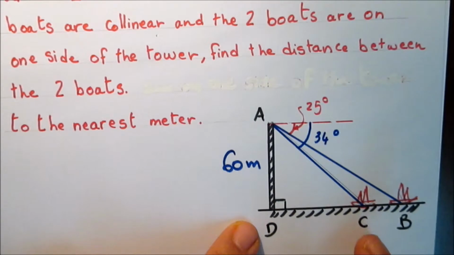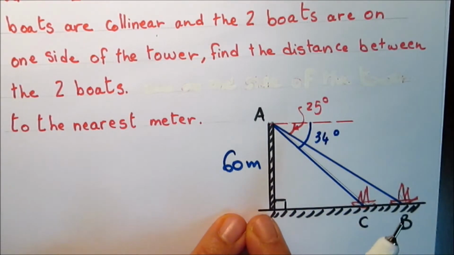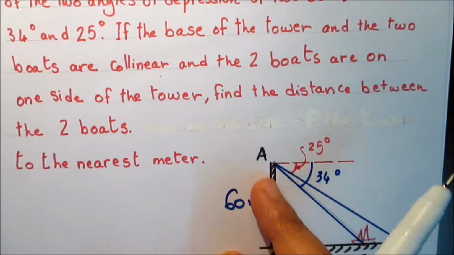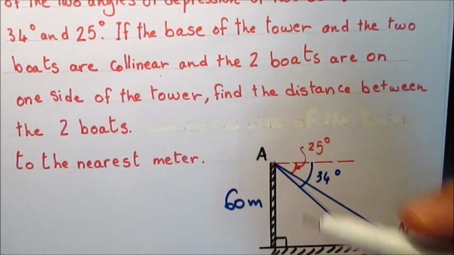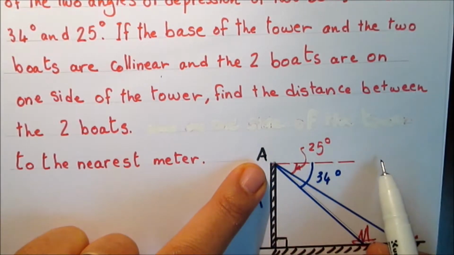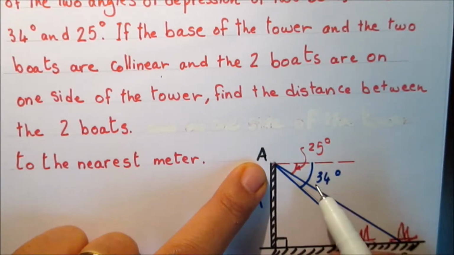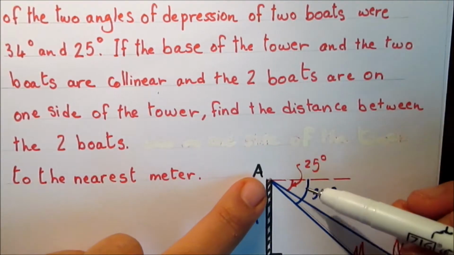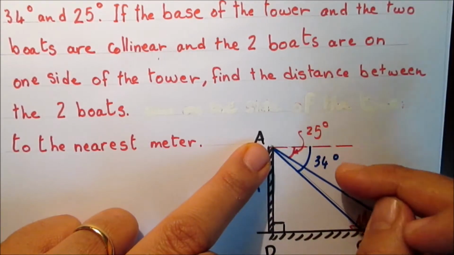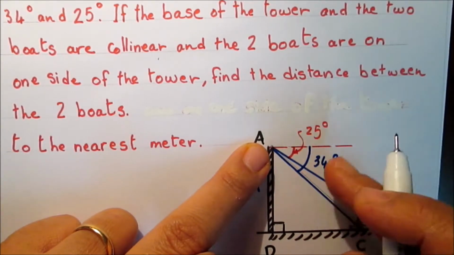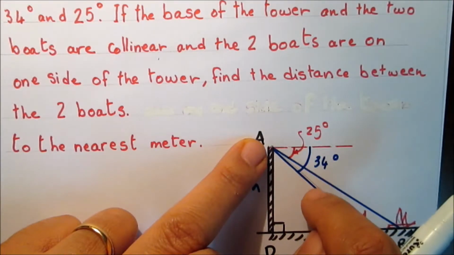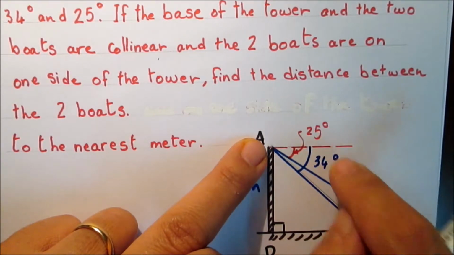We have two boats, say C and B. Start by drawing the horizontal line that represents the sea level, then draw a vertical line that represents the tower of 60 meters height. At the top of the tower A, draw a horizontal line that represents one side of the two angles of depression. We're looking from the top of the tower to the two boats. An angle of depression is below the horizontal ray, so go down and draw the two rays that represent the other sides of the two angles of depression, 25 degrees and 34 degrees.